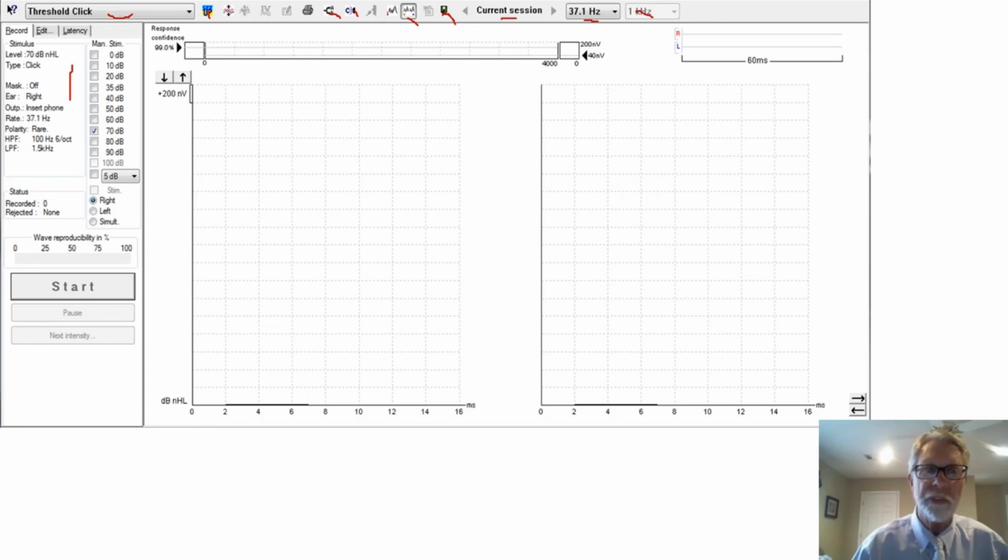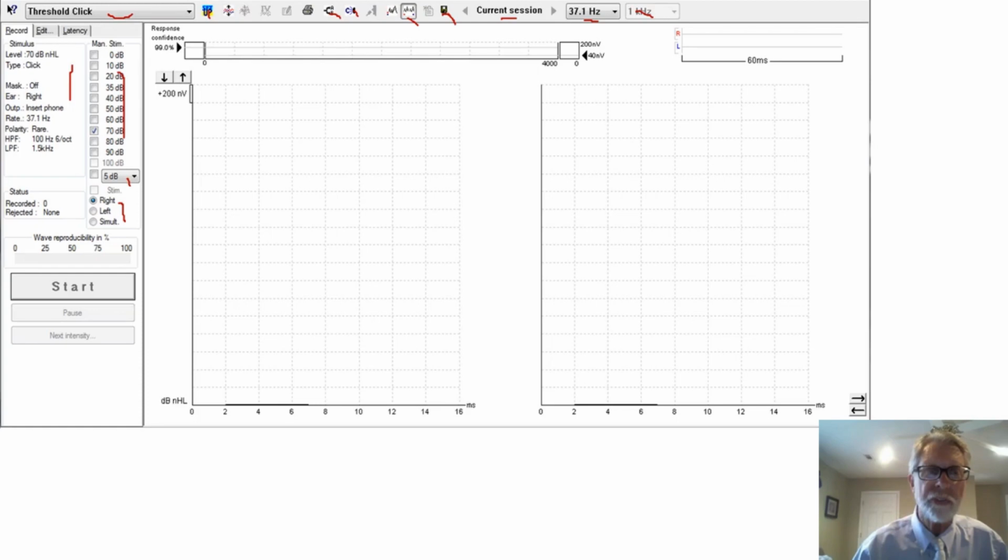Right here in this column, we would be selecting the intensity just by checking it. And if it's an intensity other than what's listed, then we can just go right here and we can add, we can select any other intensity. These are just the most common ones. You could change those even. This is where we would select left or right or simultaneous.